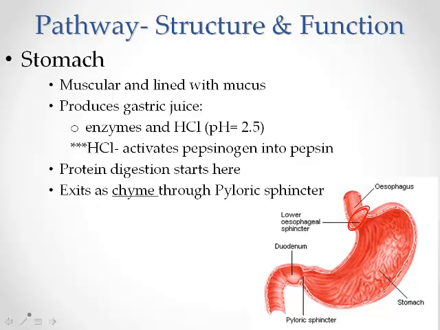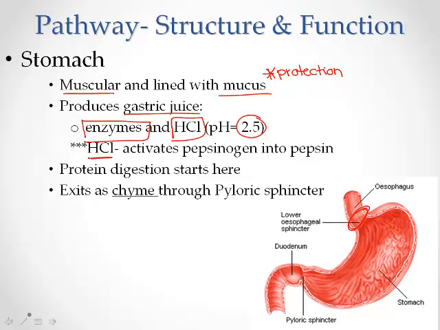Now our stomach is very muscular, and it is lined with mucus. Mucus is super important for the protection of our stomach walls. So in our stomach we have gastric juices, we have enzymes, and we have hydrochloric acid. Hydrochloric acid has a very low pH, so it's very acidic. And this acidity can eat away at the stomach walls and create a hole in our stomach if we didn't have mucus to protect our stomach from the acidity.